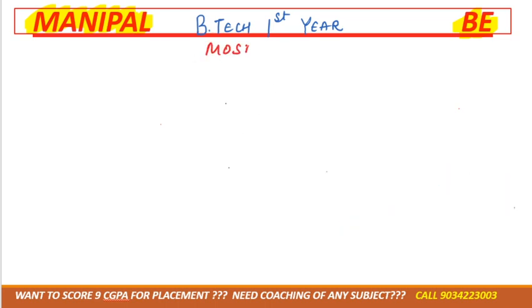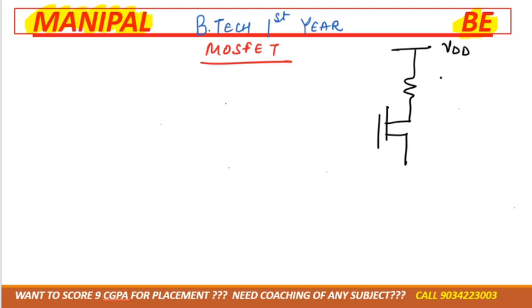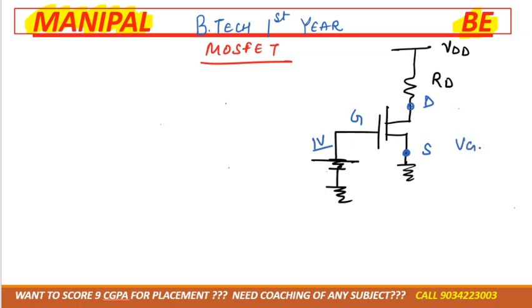MOSFET is important. So MOSFET will have a standard diagram. Okay, you need to cover it. This one is RD. Sometimes they'll give you the voltage over here and the ground. So this is the drain terminal, this is the gate terminal. Sometimes they'll provide you 1 volt and they won't mention which voltage it is. So this voltage is V, connected between gate and source. Okay? So this is tricky.